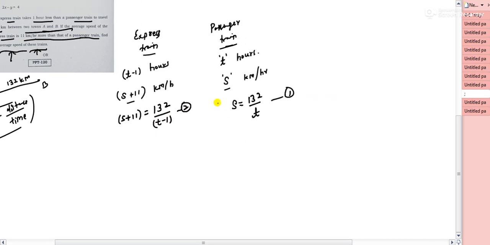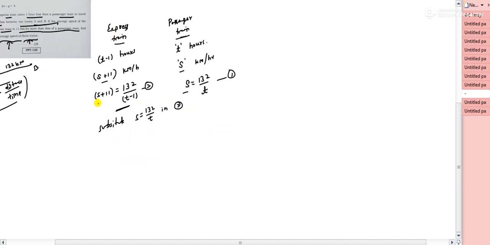Now we need to replace s in equation 2 using equation number 1. So substitute s is equal to 132 by t in equation number 2. Then we have to write it as 132 by t plus 11, which is equal to 132 divided by t minus 1. With this, after solving, we will get a quadratic equation in the variable t. On solving that, you will get the time, and using this equation, you will get the speed.